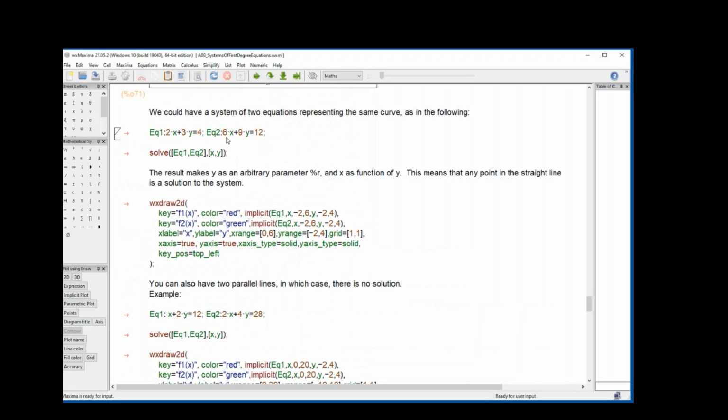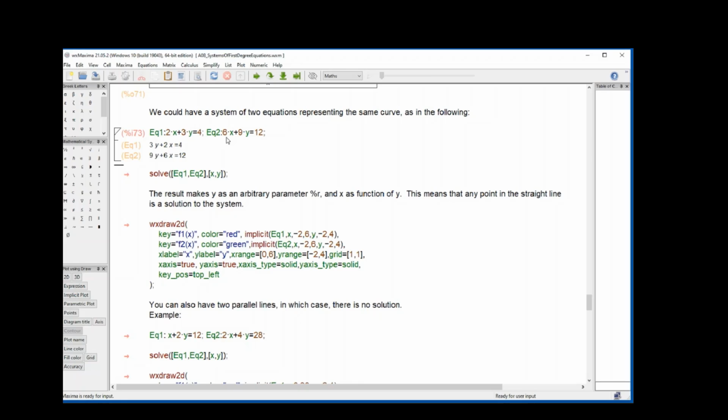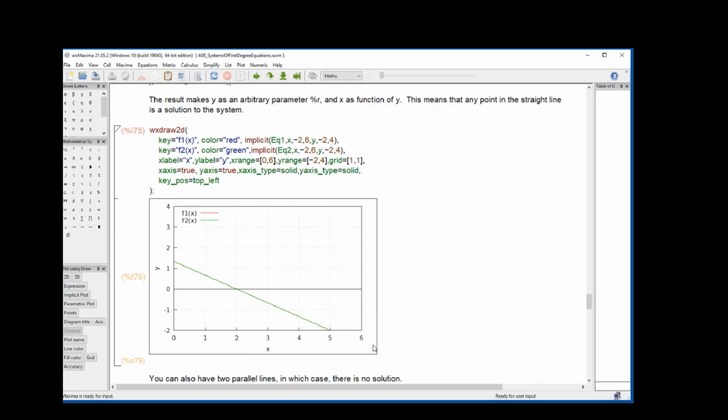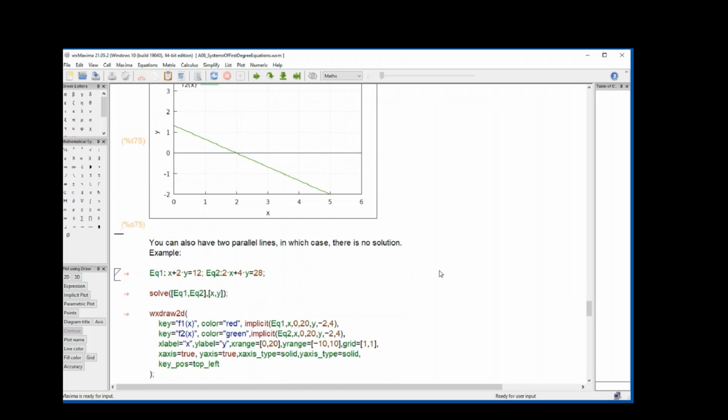We could have a system of equations that represents the same curve. This equation right here is the same as this one, but multiplied by 3. If we try to solve that, we get that y will be referred to an arbitrary variable, R1, and for every value of y, you can have a value of x. So every point in the line is a solution, and this is what this is telling us. We can try to solve implicitly the two equations, and what we get is a single graph, because the two lines are exactly the same.